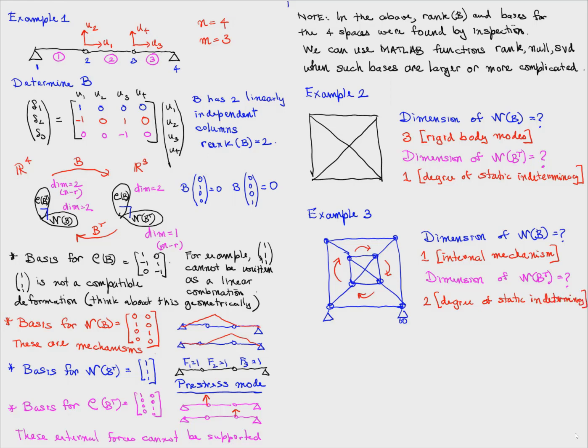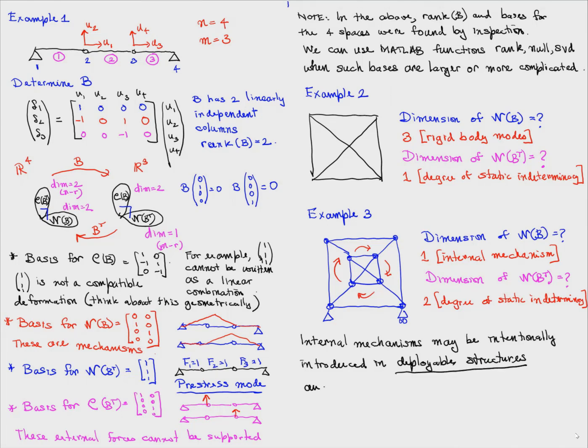So these internal mechanisms are actually quite useful. And if we look at deployable structures, internal mechanisms are intentionally introduced so that the structure can be deployed, and then it's stabilized in the deployed configuration using pre-stress. This is done, for example, in the space structures in the International Space Station, and the paper that is attached to this assignment has some insights on this as well.